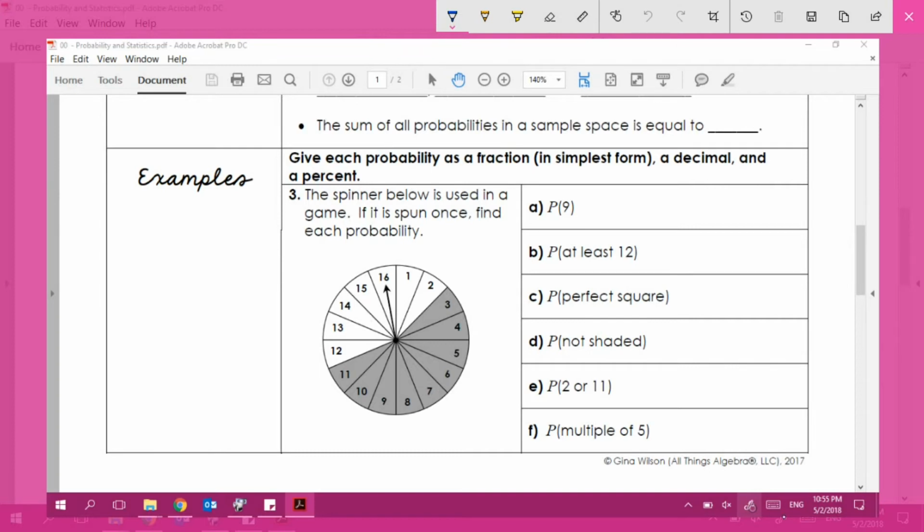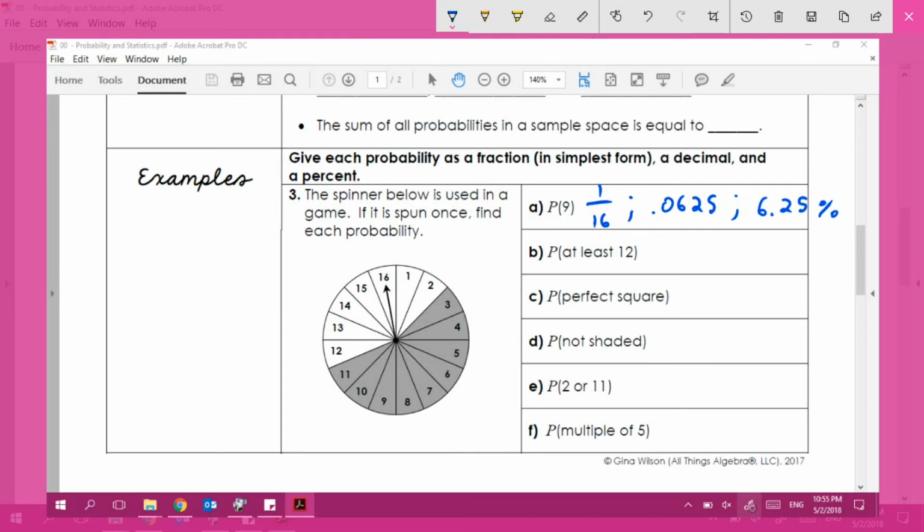So how many spaces are there total? There's 16. And how many 9s are there? There's 1. So how many chances can I get 1? There's only 1 nine. So I'm going to put 1 over how many total outcomes? 16. So 1 over 16 is the chance of me spinning it on the 9. Now, if we're going to put this into decimal, you just change 1 over 16 into a decimal, you're going to get 0.0625. And if you want to get into percentage, all you have to do is multiply your decimal by 100. So you'd have 6.25%.